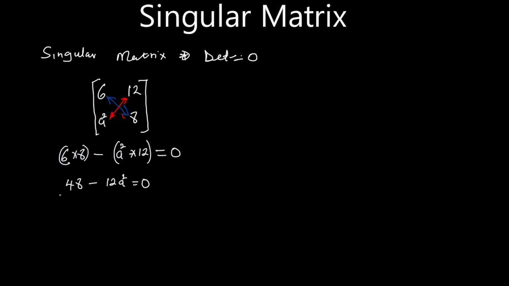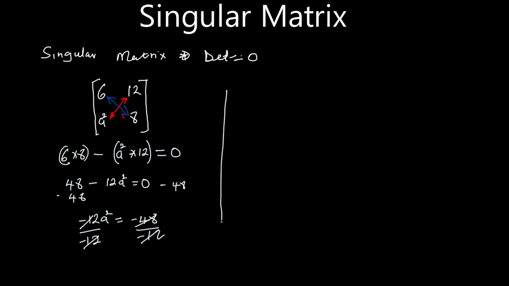So if we subtract 48 from both sides, we remain with minus 12 A squared equal to minus 48. We divide everything by negative 12. The 12 and 12 will cancel, and then we will have A squared equal to minus 48 divided by minus 12, which gives us 4.